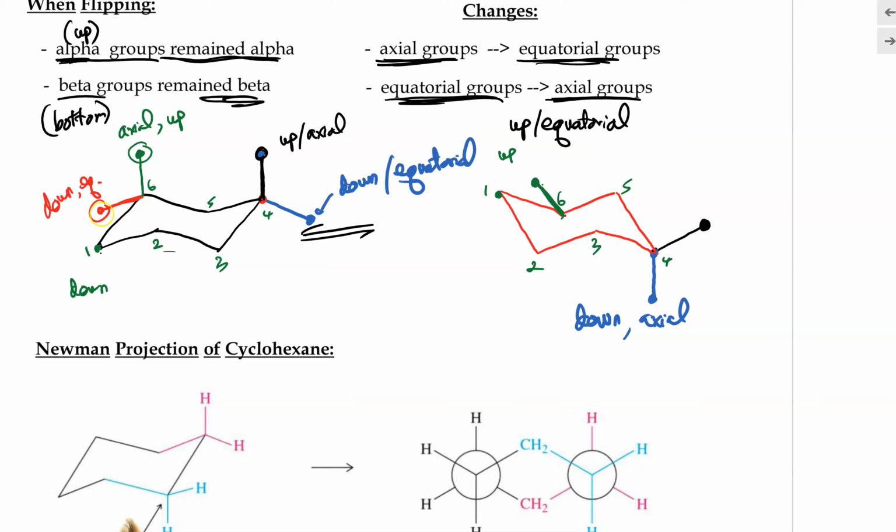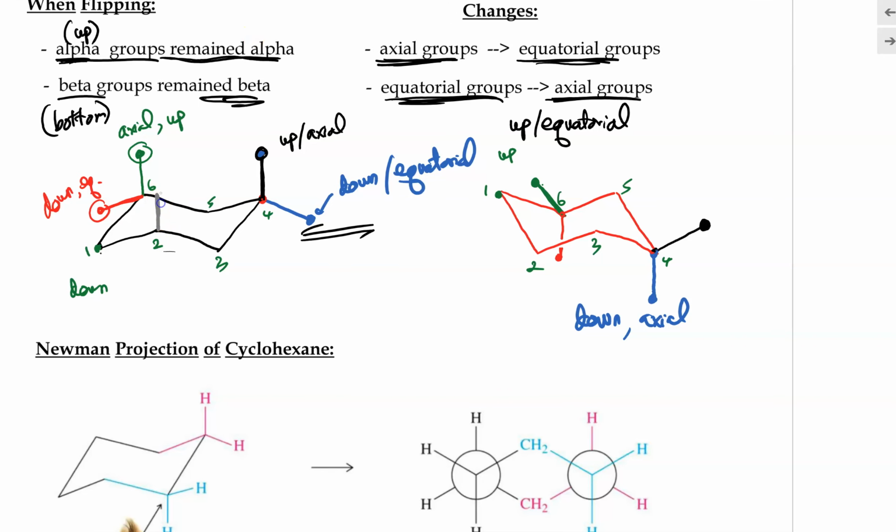So when it flips, this group in red will change, and it should now remain down and axial. So here, go to this carbon 6, so this will remain to be down and axial. So that's how we can draw that group on carbon number 6. And let's do another example with carbon number 2. So let's put in a group on carbon number 2.